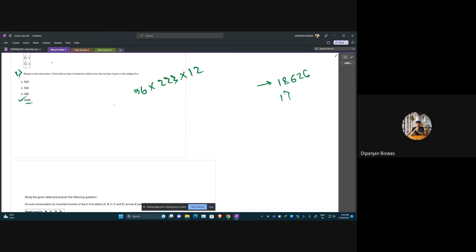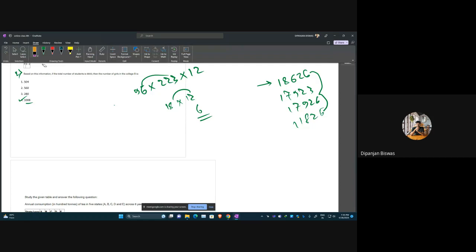18626, 17923, 17926, 11826. If you try to find the answer by the unit digit method, here 6 3s are 18, then 18 into 12, so 8 2s are 16, that is 6 will be the unit digit. But as you can see here, a lot of options have the unit digit 6. So you have to try a different method, that is digit sum.